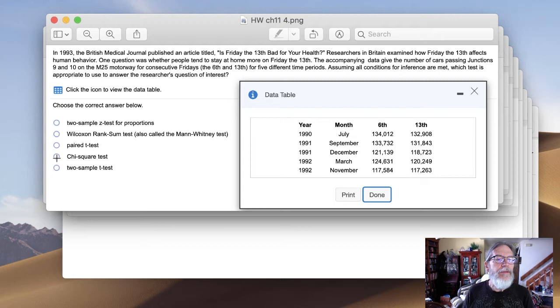All right, so 2 sample z-test for proportions. Oh, no, those are not proportions. Wilcoxon rank sum test. We're not even studying that, so no, that's not it. Paired t-test, sounds good. Chi-square test, no, we're not studying that either. 2 sample t-test. Well, no, because they are paired, we're going to say this is a paired t-test.